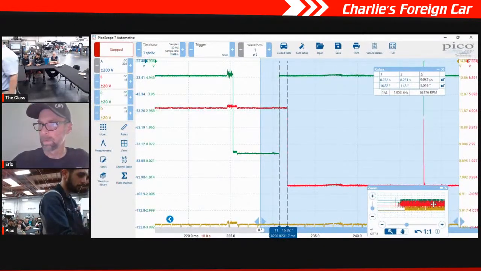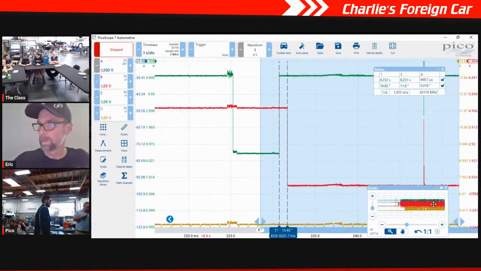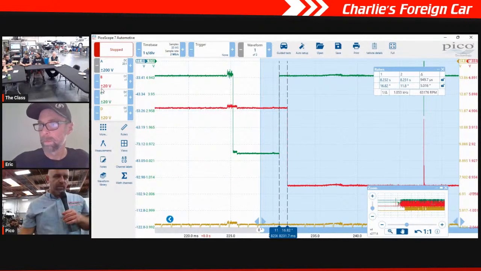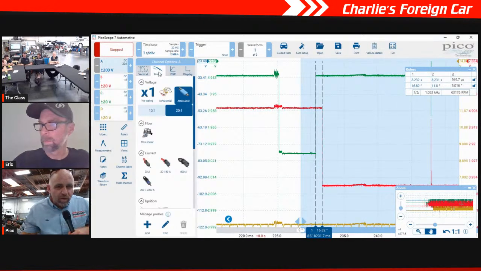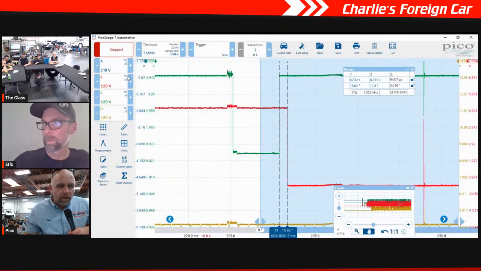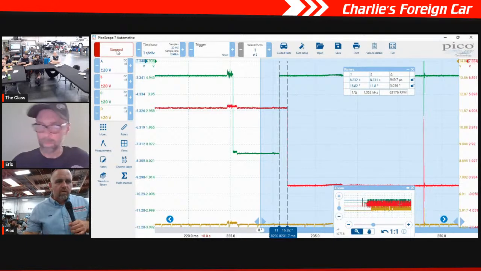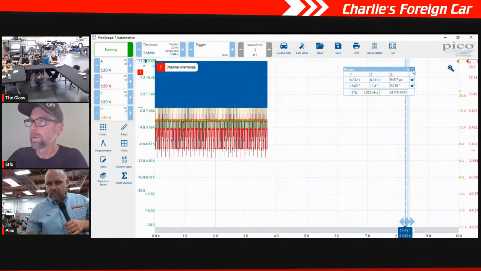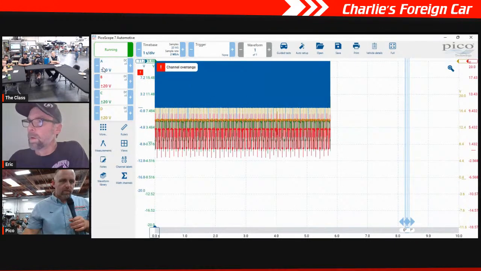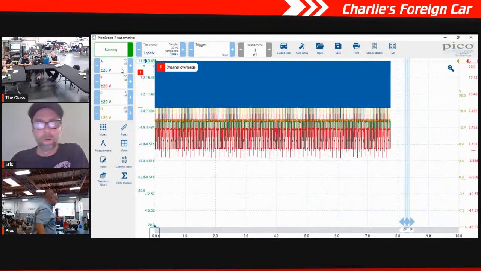Okay, so we just pulled the ignition side off and the crank off. And I'm going to restart all this, pull the attenuator off. Probes times 1, 20 volts. Hit play. Escape out of there. What's our blue line doing?